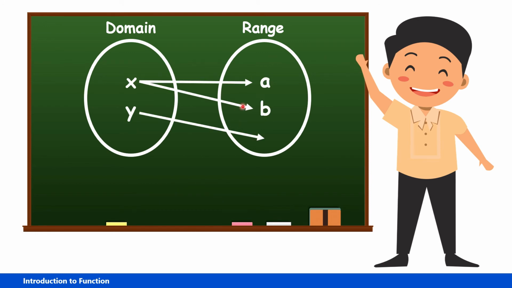Let us have our second diagram. So meron tayo dito ang element na x, nakaturo siya sa A na range, at yung isa ay nakaturo sa range na B. So makikita natin dito, mayroon tayong domain which corresponds to more than one range. Therefore, our second diagram is not a function.